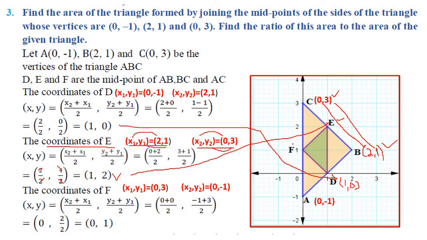Now let us find the midpoint F. How to find the midpoint of F? Let us take the coordinates of A and the coordinates of C, divided by 2. Therefore the coordinates of F: the coordinates of C are taken as x1, y1, which is (0, 3), and the coordinates of A are taken as x2, y2.